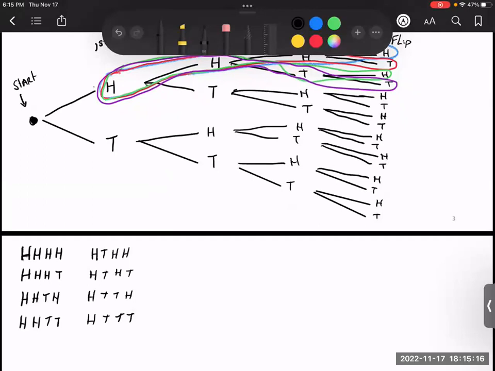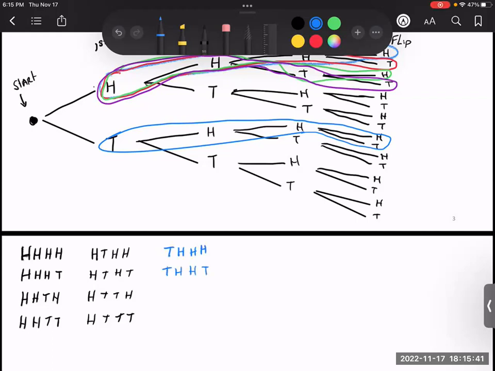So I'm going to repeat it with the colors for tails. So we start with tail being the first flip, heads being the second flip, heads being the third flip. If heads your third flip, then your fourth flip can either be heads or tails, right? So this will be tails, head, head, heads, or tail, head, head, tails, okay? So there's two outcomes there.